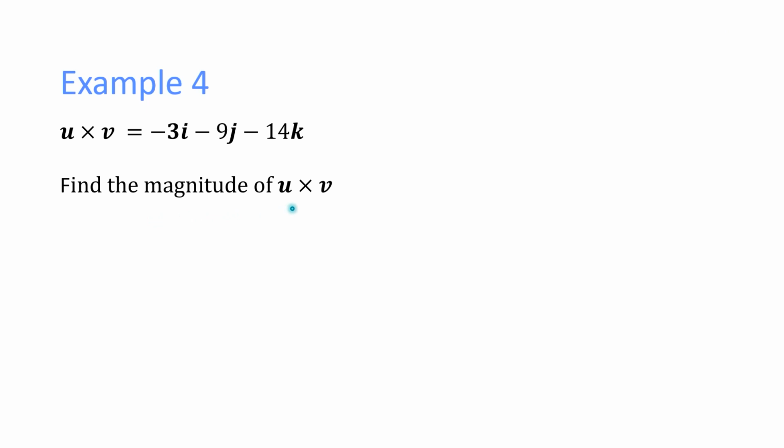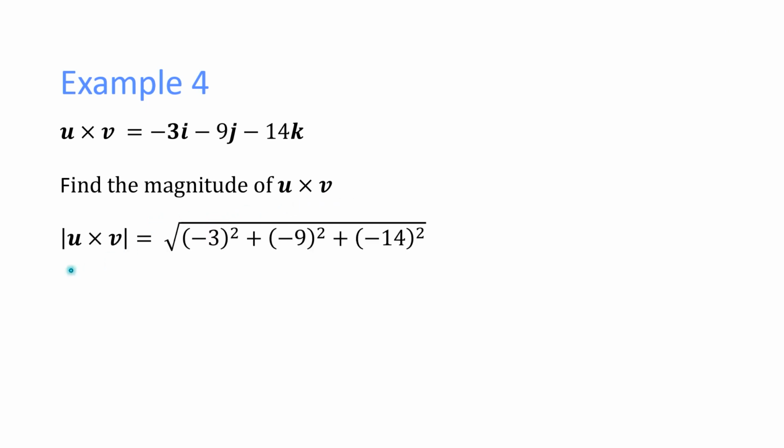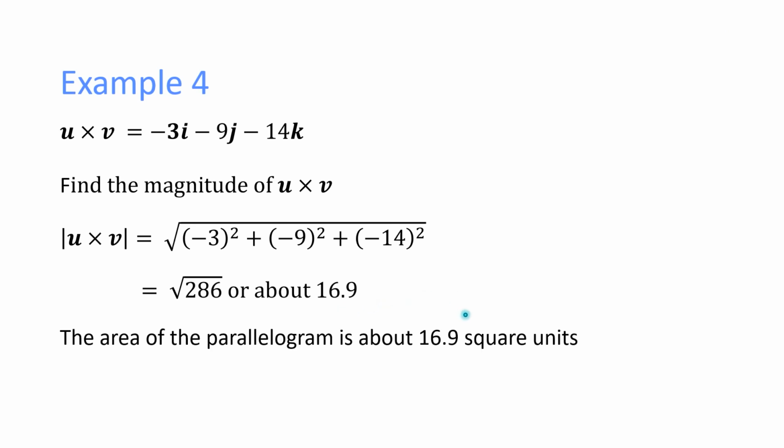We will use this to find the magnitude of u cross v. The magnitude of u cross v is the square root of negative 3 squared plus negative 9 squared plus negative 14 squared. And this gives us an answer of square root of 286, or about 16.9. So the area of the parallelogram is about 16.9 square units.